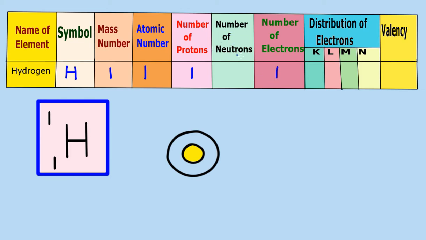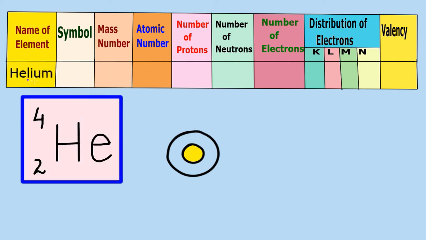Now what is the number of neutrons here? Number of neutrons is equal to mass number minus number of protons. So you subtract the number of protons from the mass number. 1 minus 1 is 0. So the number of neutrons will be 0. So it has only 1 electron. How will this electron be distributed? It will be filled in the K shell. And what will be the valency of hydrogen? 1. And this electron will be shown here in the K shell of hydrogen. So this is the electronic configuration of hydrogen.